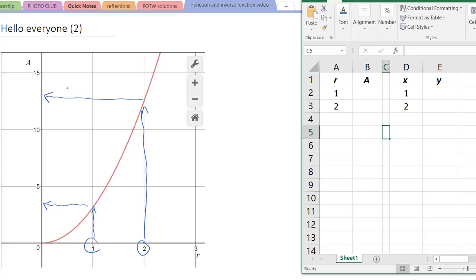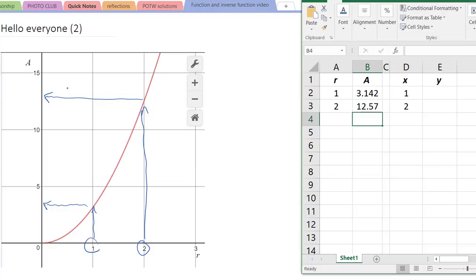We can do those calculations in Excel super easy. I've already got r equals 1 and 2 there. So the area is equal to pi times the radius squared. And if we bring that down, we get both values easily.